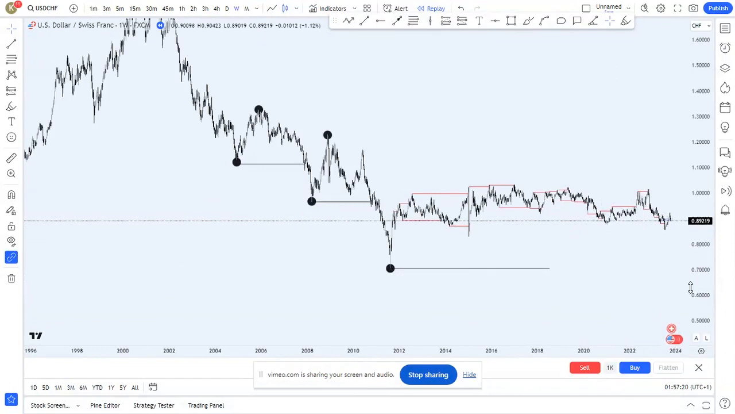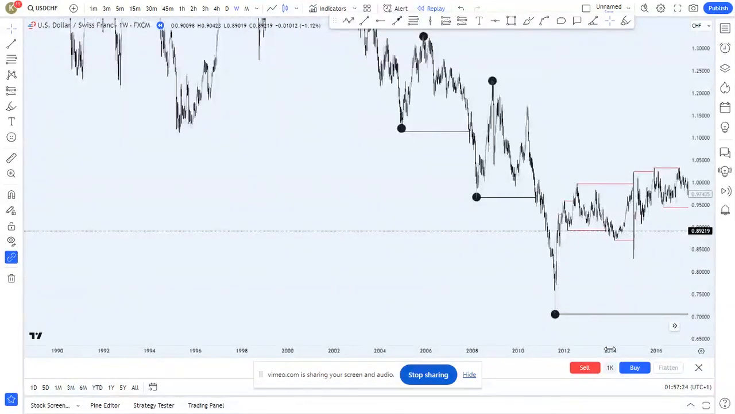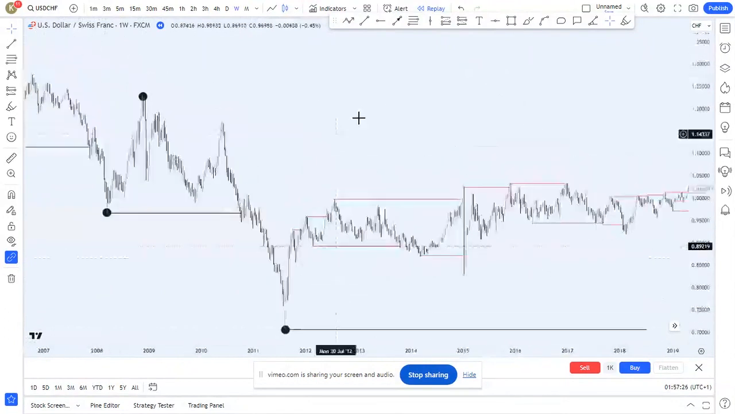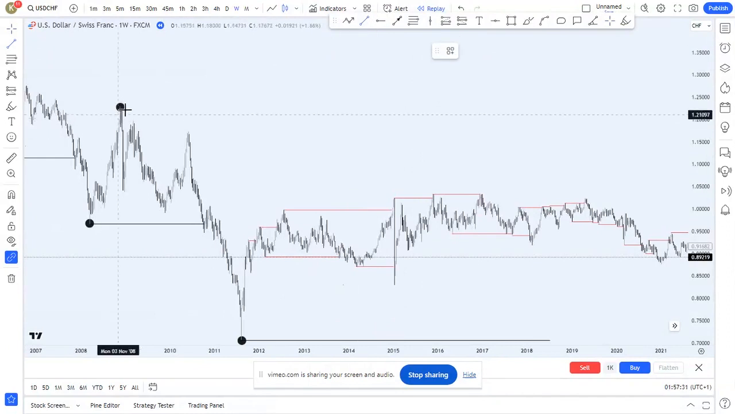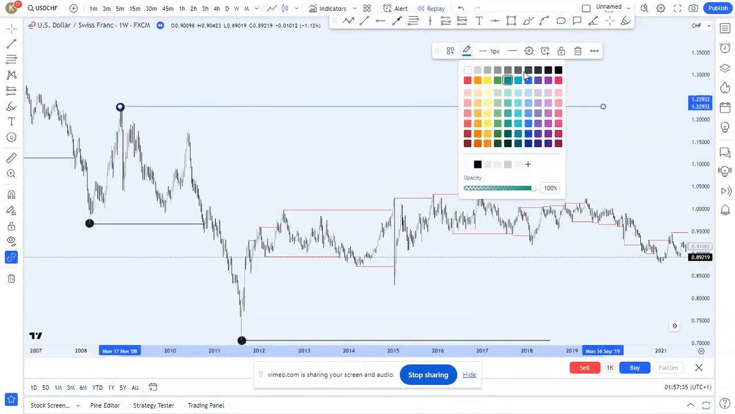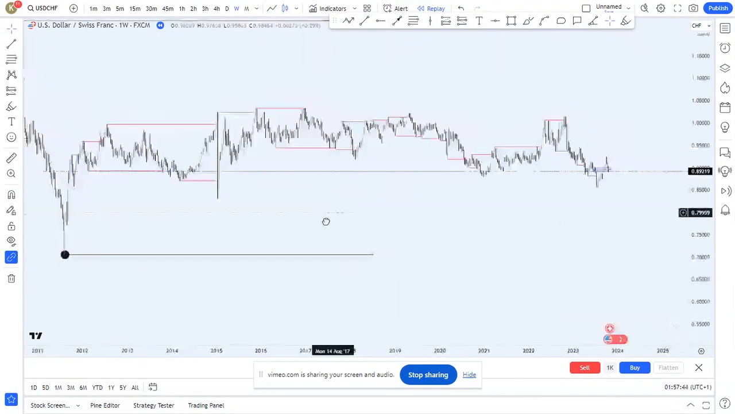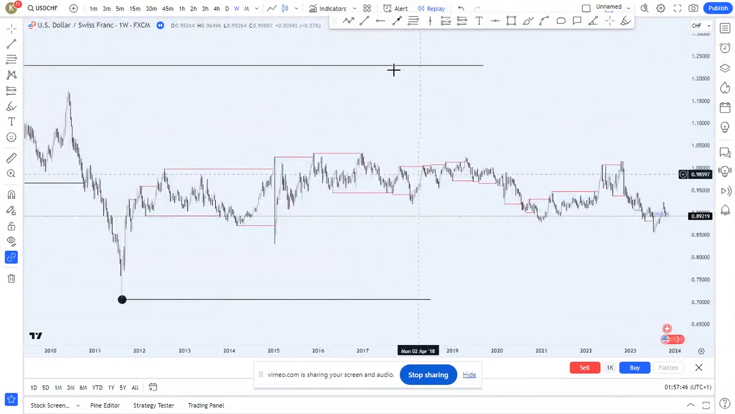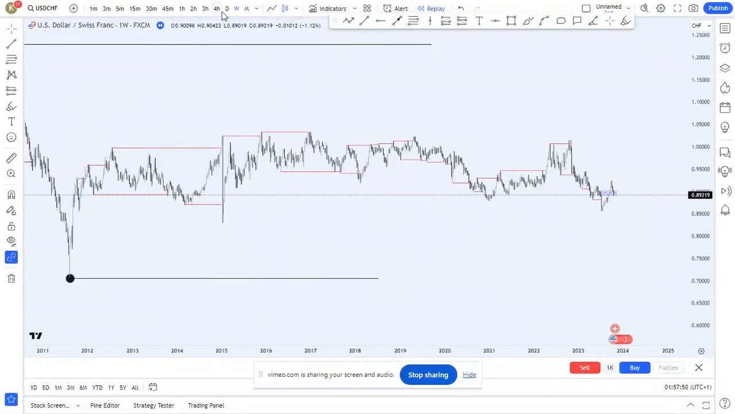So don't get it twisted. On the weekly, these are external structures, and we are operating in this big range. Okay, we are focused on this big range. Gonna make it black. Focus on this big range, right? So everything inside between this high and this low are all internal structures.